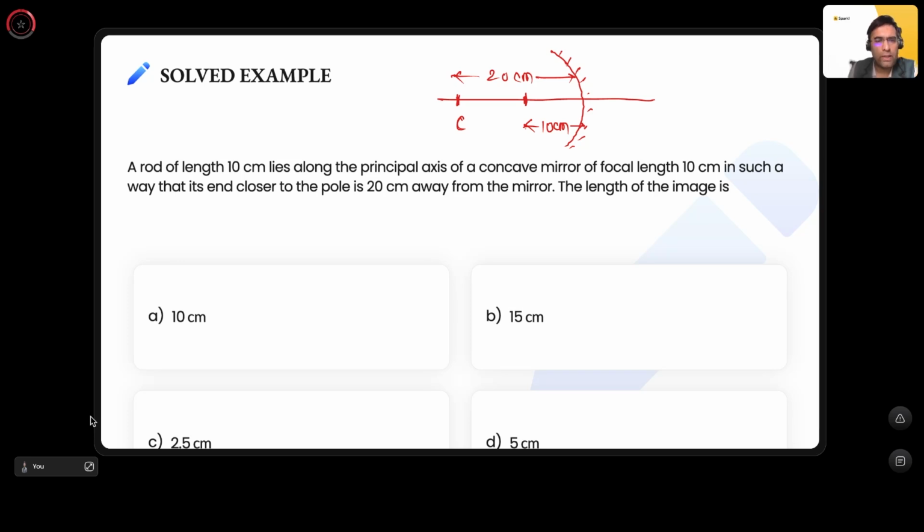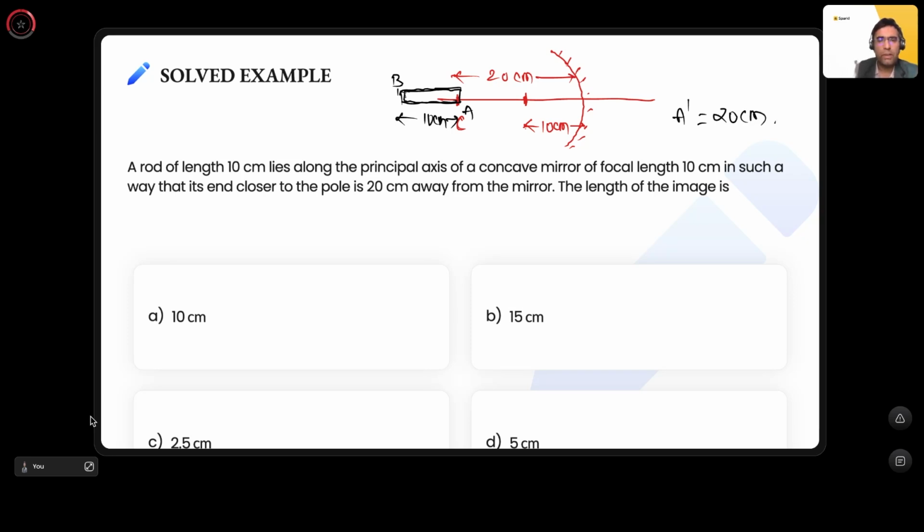Now there is a rod of length 10 centimeter lying on the principal axis of a concave mirror in such a way that the end closer to the pole is 20 centimeter from the mirror. So this rod also is kept over here only, and its one end is at 20 centimeter or at the center of the curvature. So it makes things easier for us. Its length is 10 centimeter. So see, when one end, let's say A and B, one end is at 20 centimeter, which is the center of curvature, its image A dash will also be formed on the center of curvature. So it will be 20 centimeter only.